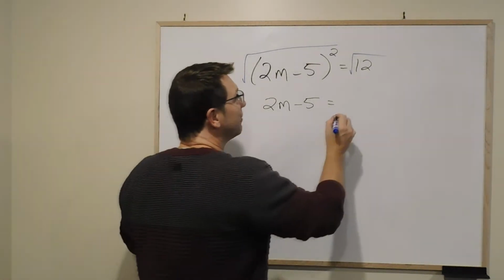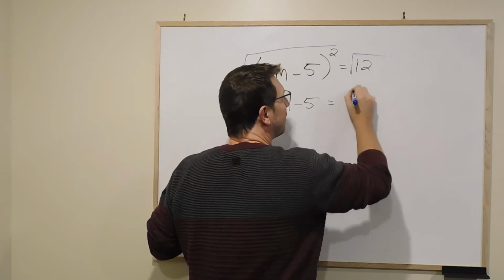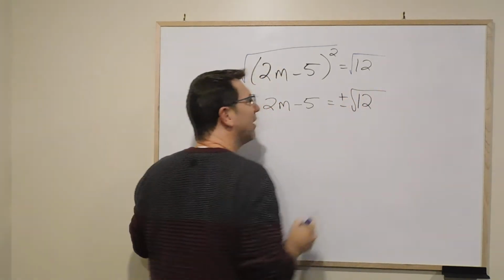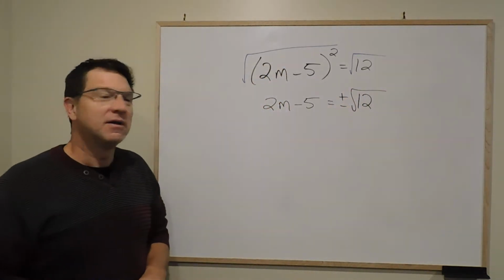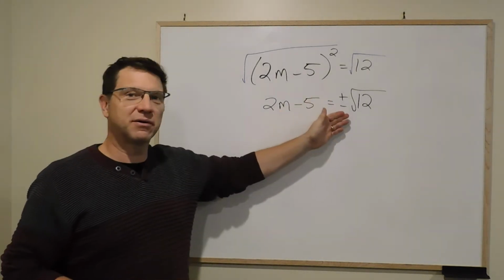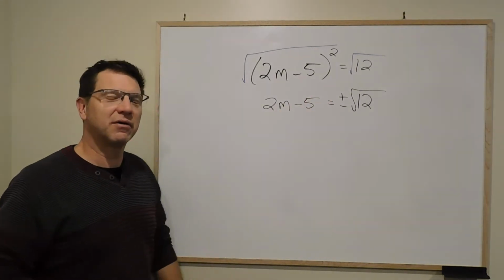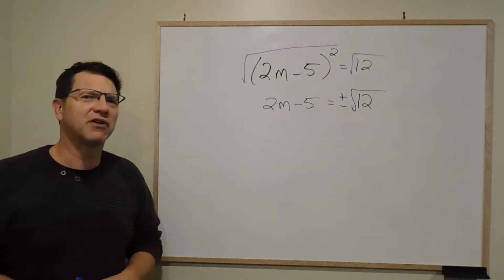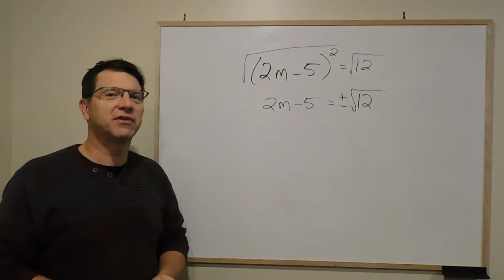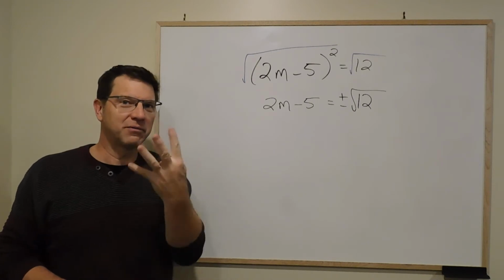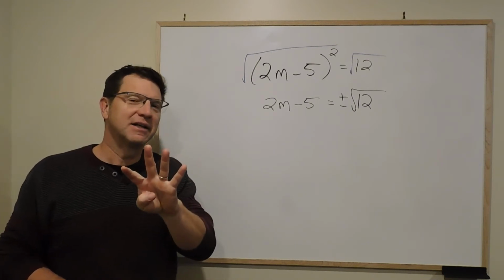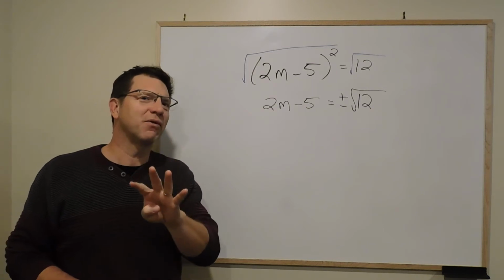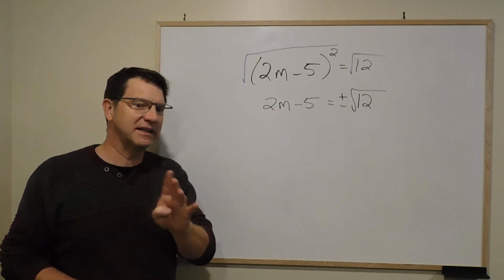Now, the problem is when you take a square root of a number, there are actually two options. I could have the positive square root of 12 or the negative square root of 12. Think about it without the awkward square root of 12. Think about it as 16. The square root of 16 is 4 because 4 times 4 is 16. But isn't it also true that negative 4 times negative 4 is 16?